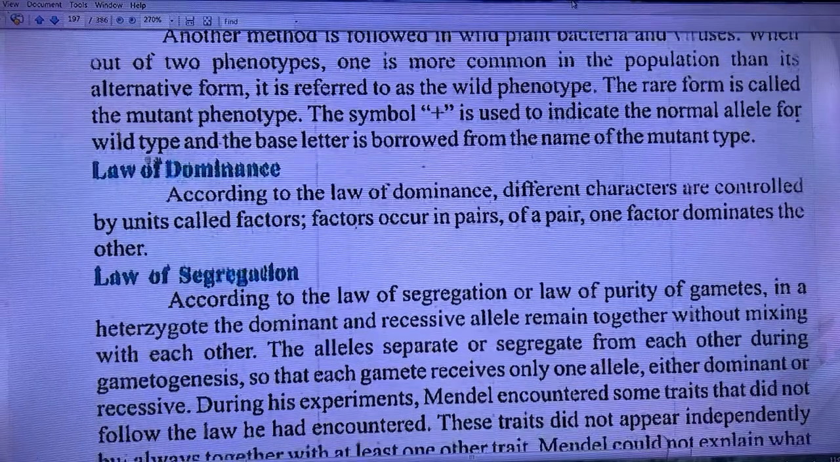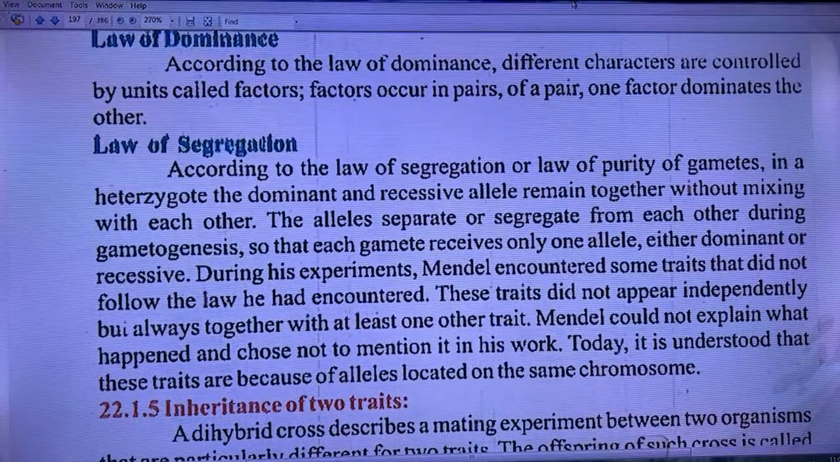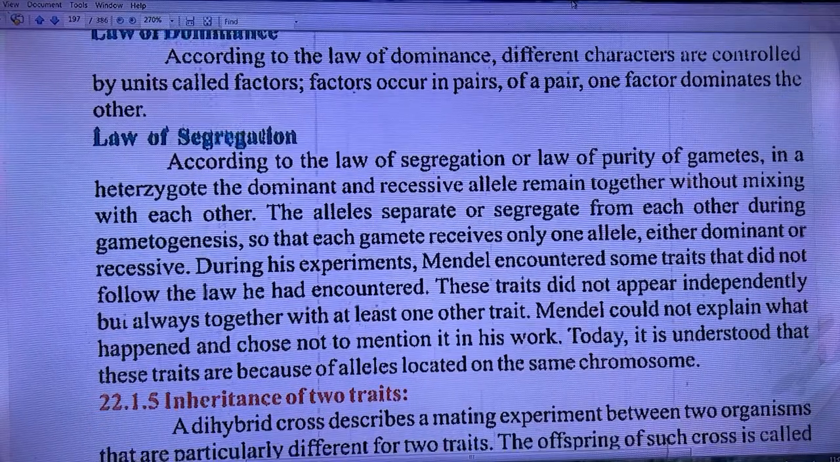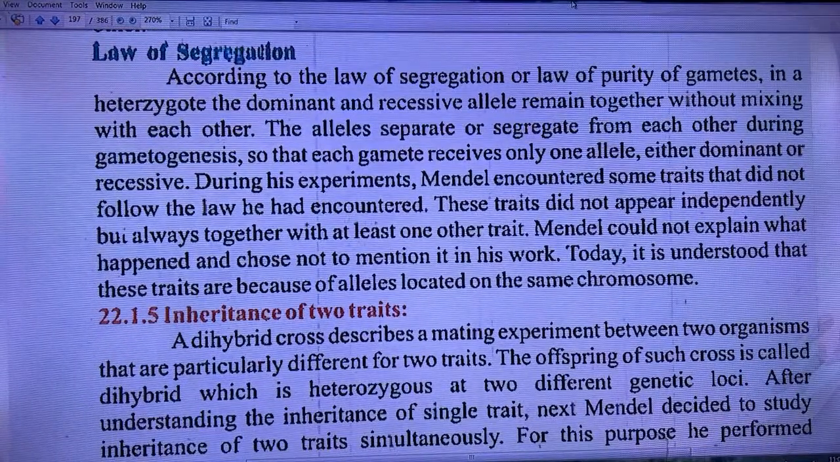Law of dominance. According to the law of dominance, different characters are controlled by units called factors. Factors occur in pairs. One factor of a pair dominates the other. Law of segregation. According to the law of segregation, or law of purity of gametes, in a heterozygote the dominant and recessive alleles remain together without mixing with each other. The alleles separate or segregate from each other during gametogenesis, so that each gamete receives only one allele, either dominant or recessive.